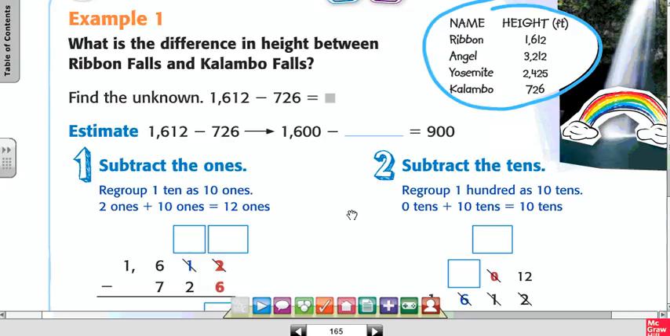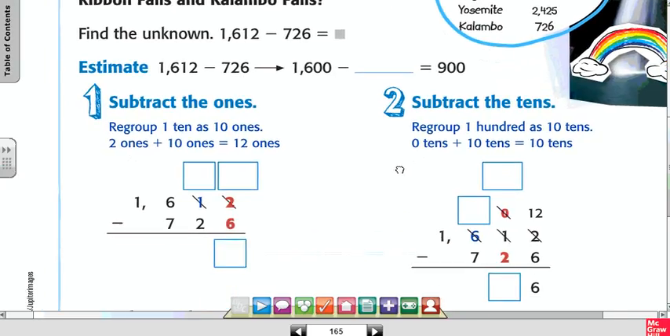Difference. When I see that word difference, that means to subtract. Correct. Okay, so I need to subtract 1,612 minus 726. Did you notice that? Did they put 726? Is the 7 underneath the 1? No, it isn't, because it's 700. I should not put the 7 in the thousands place. Make sure that you line up your numbers correctly, just like they did here.